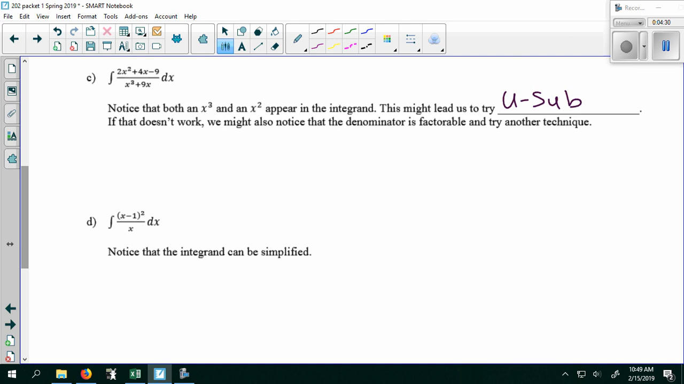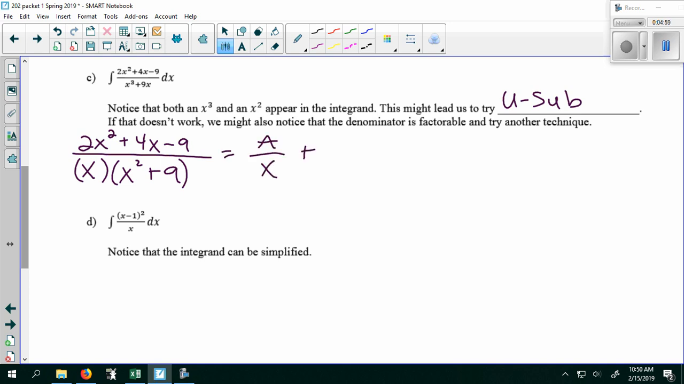But then if that doesn't work, another thing I might notice is that the denominator is factorable. So I could rewrite my integrand as 2x squared plus 4x minus 9 over x times x squared plus 9. And when you write it like that, what technique suggests itself? Partial fractions, yeah.